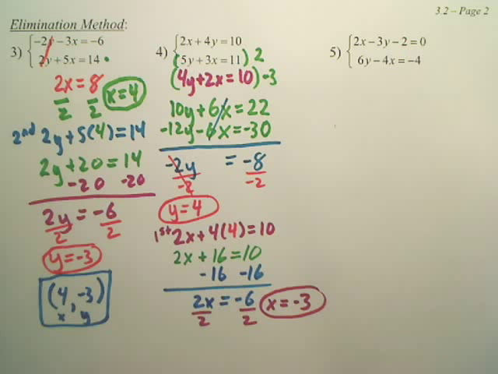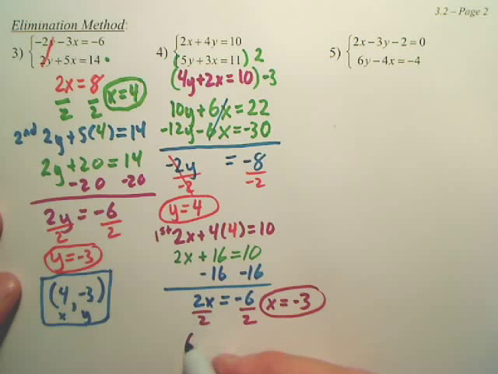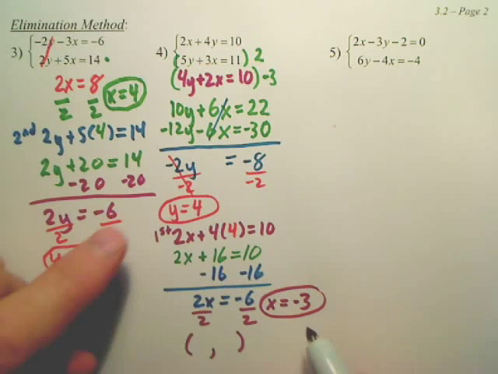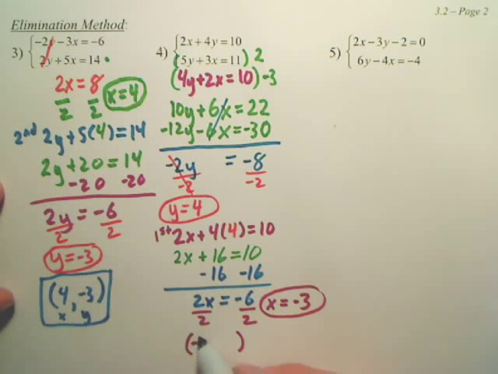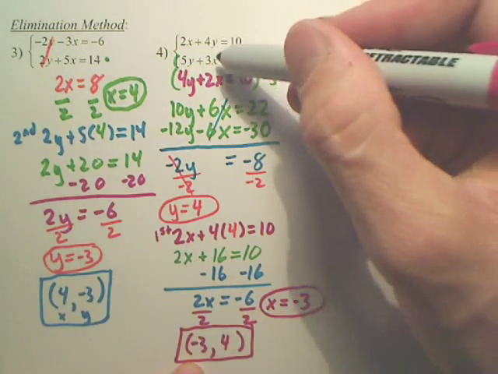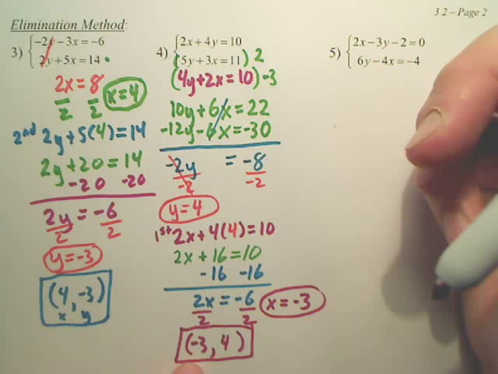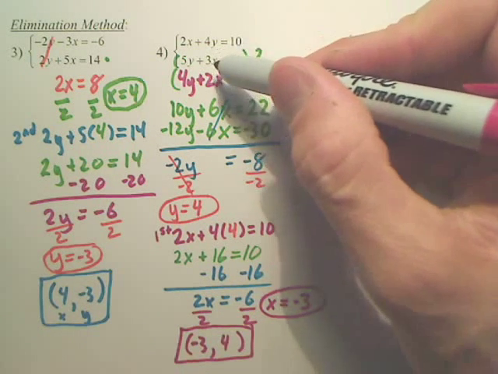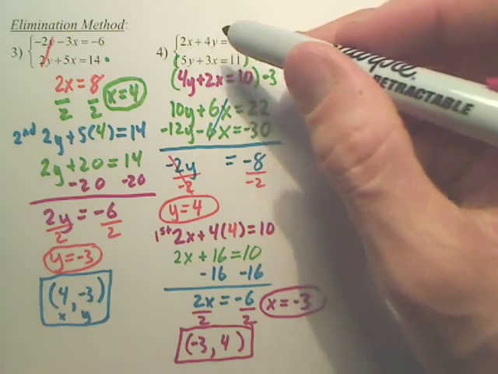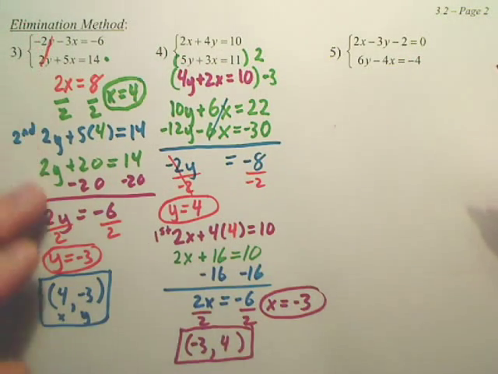So that's not my final answer. My final answer is a coordinate. Which one's first? Negative 3 is x and 4 is y. That's the coordinate where these two cross. These take a little bit more work when you have to multiply. This one is really slick and easy.